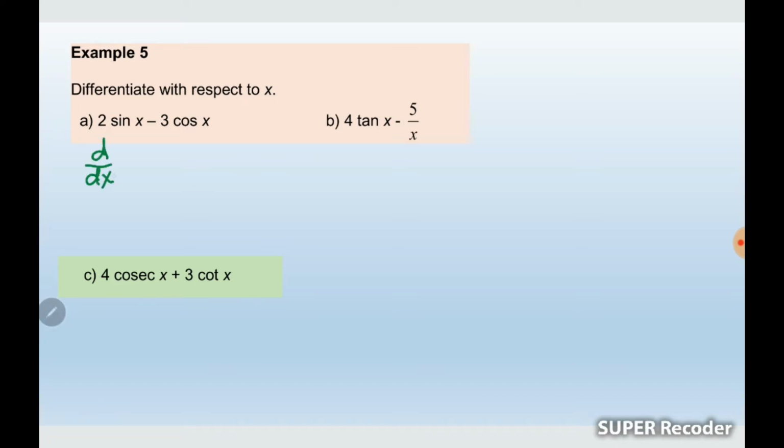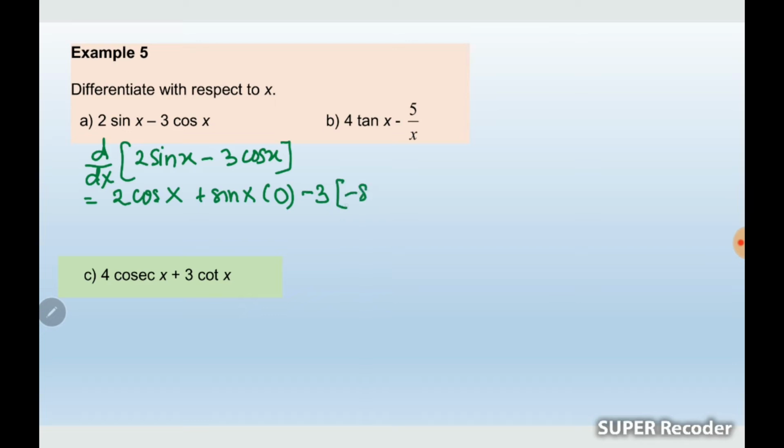d dx of 2 sin x minus 3 cos x. So the answer is, to differentiate sine, the answer is cos x. Then plus, differentiate 2 is 0, so you don't have to write it actually. Minus 3, differentiate cos is negative sin x. So the answer is 2 cos x plus 3 sin x.